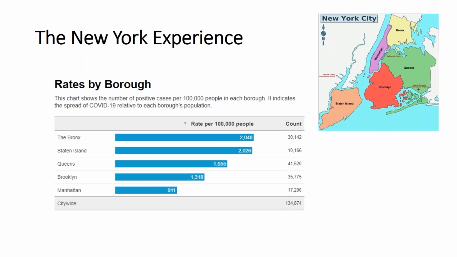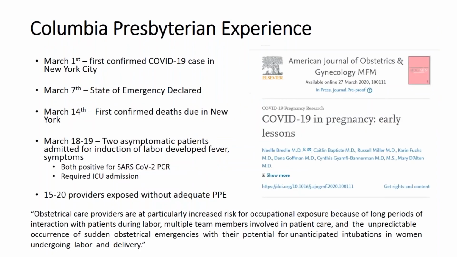But shifting from the Manhattan experience to our own hospital system, Columbia Presbyterian, part of New York Presbyterian, our OBGYN department has really been leading the way on characterizing the impact of COVID-19 in pregnancy and at the time of delivery. So this situation evolved very rapidly. March 1st was the first confirmed COVID-19 case in New York City. Less than a week later, a state of emergency was declared. A week after that, the first deaths were reported in New York.